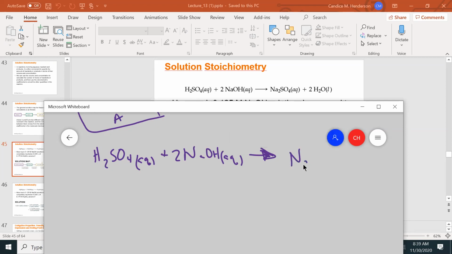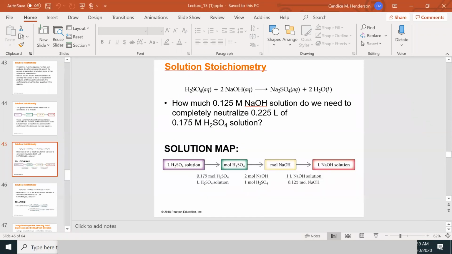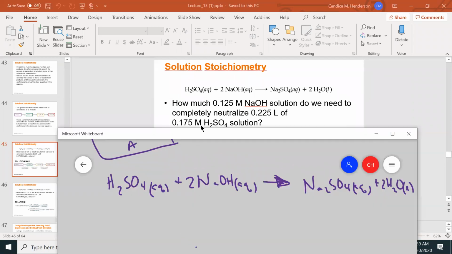And what do we end up getting? Na2SO4, which is our salt, aqueous, plus 2H2O. There's our water. Okay. All right, so we've got information about NaOH and H2SO4. I'm just going to write it out here.